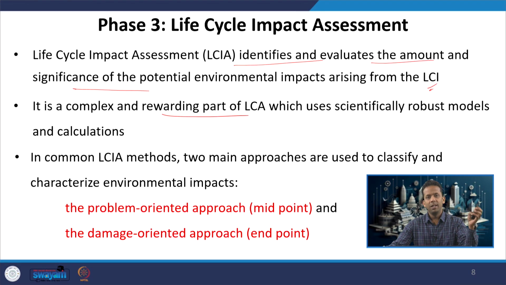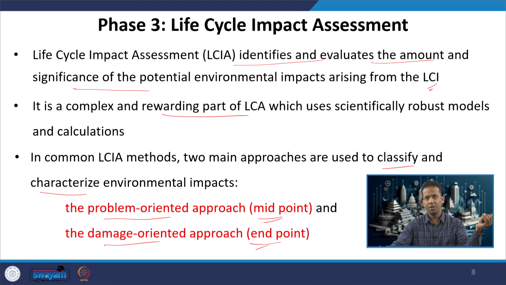And in common LCIA, the life cycle impact assessment methods, there are two main approaches which are used to classify and characterize the impacts. One is the problem oriented approach, which we also call the midpoint approach or midpoint indicators, and the damage oriented approach, which is also called endpoint impact categories, endpoint approaches, or endpoint categories. Okay. Once we see what characterization and classification are, we will also see what the different midpoint indicators and endpoint indicators are.